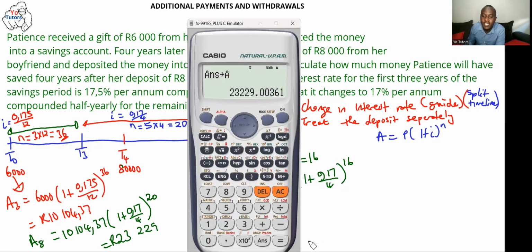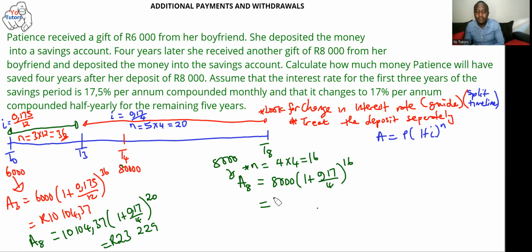Let's see what we get there. Let's quickly do that. 8,000 in bracket 1 plus 0.17 over 4, the power of 16. We get 15,000. So we can say shift store B. So it's 15,570.696566.